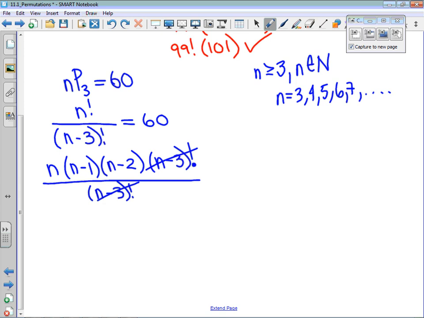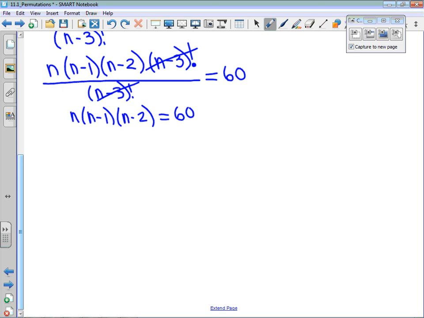It is very important that you have the exact same expression with that factorial after it in order to make that cancellation. If they are not exactly the same, this technique will not work. Now, what this leaves me with is n times n minus 1 times n minus 2 being equal to 60. That is a cubic equation because the highest degree of n will be 3.